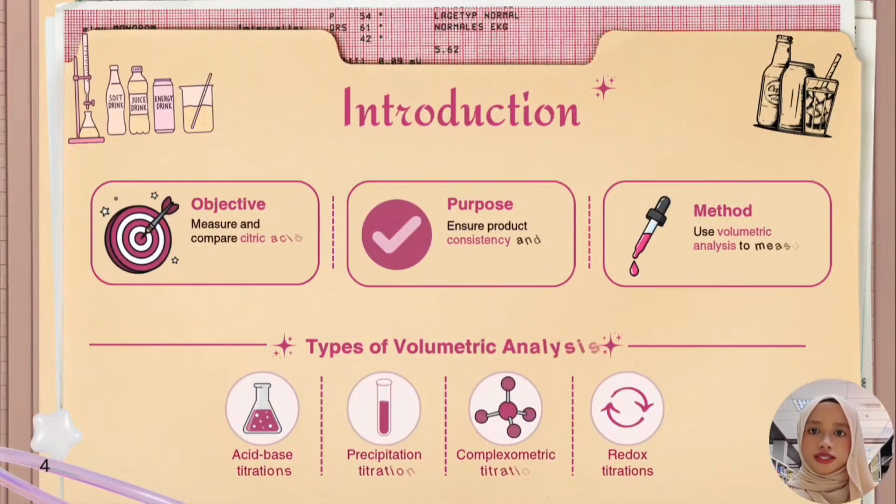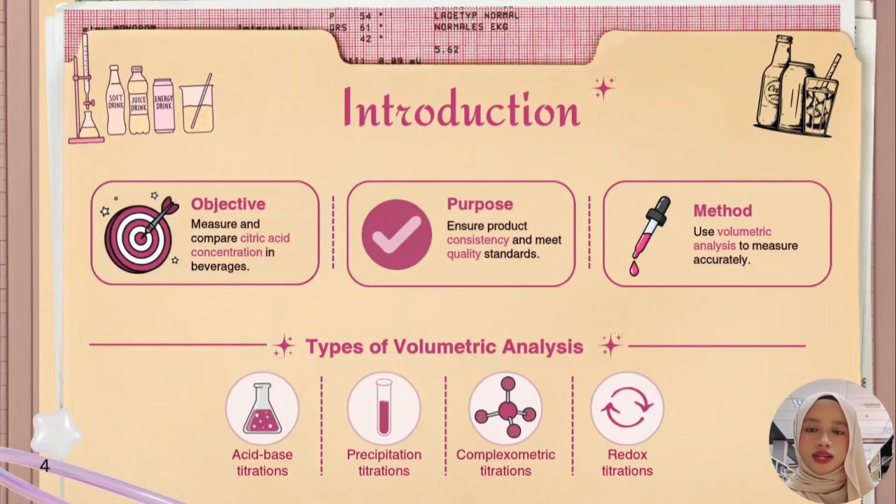Now, let's look at the analytical method used in this experiment. The main objective of this experiment is to determine and compare the concentration of citric acid in different commercial beverages. To achieve this, we use a method known as volumetric analysis. Volumetric analysis is a technique used to determine the concentration of a substance by measuring the volume of a standard solution required to react completely with it. This method is commonly used in laboratories because it provides accurate and reliable results.